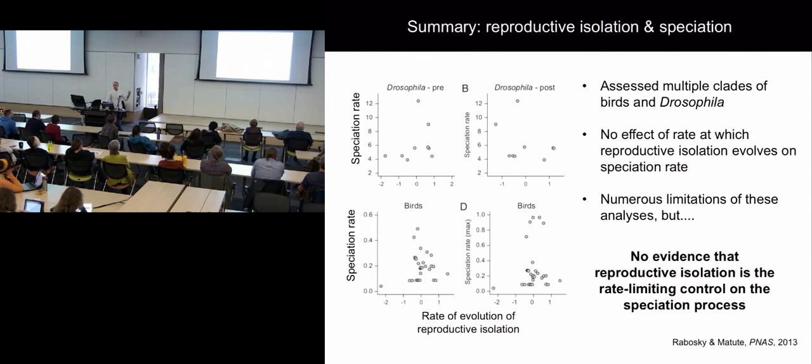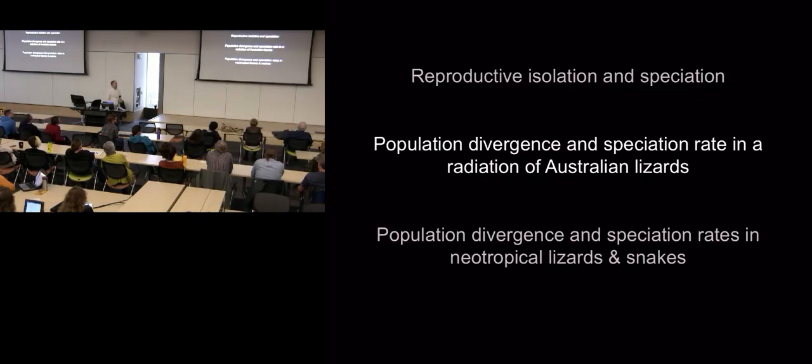And so what I'm going to move to now is thinking about this framework that we use for addressing reproductive isolation as a control on speciation, and try to look at some other possible controls on speciation. So now we're going to move to if we can quantify the rate at which populations diverge, and look at how it potentially predicts speciation rate. And we're going to focus here on a radiation of Australian lizards.